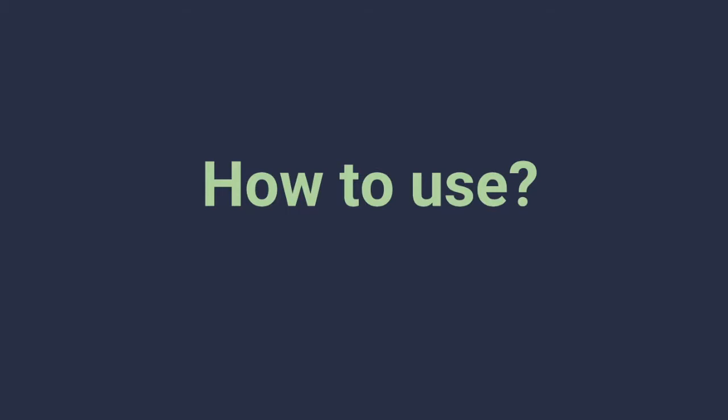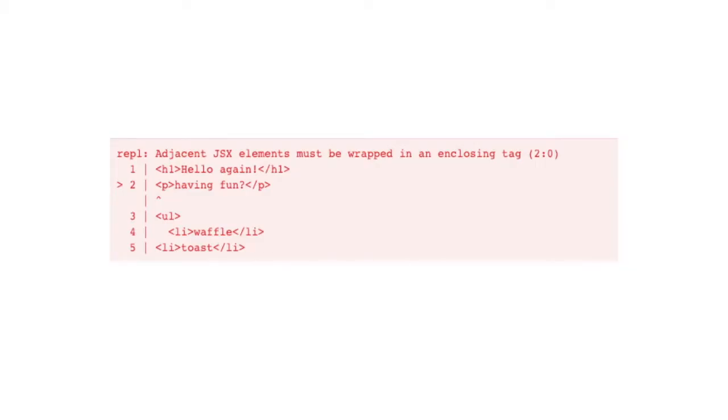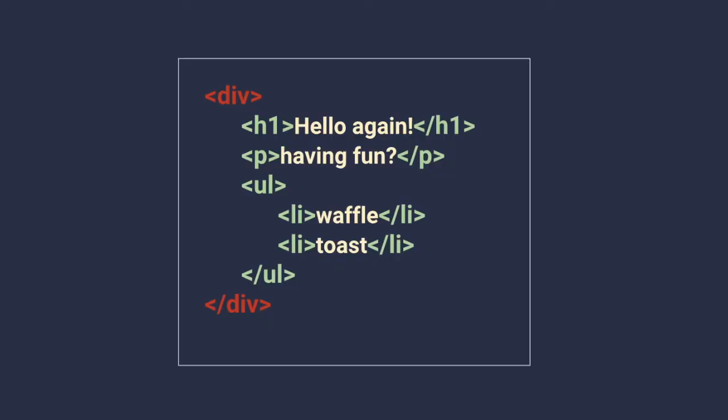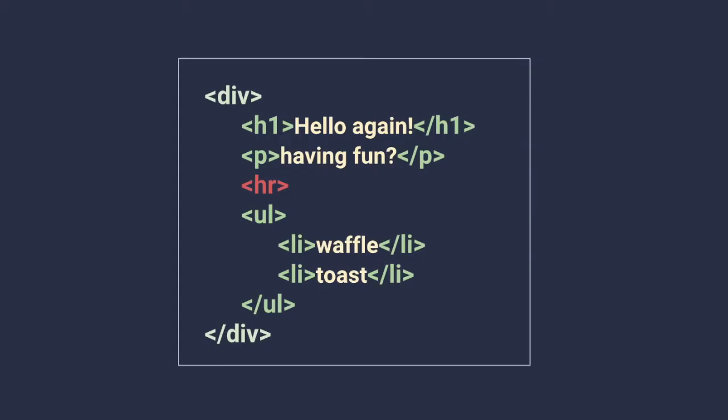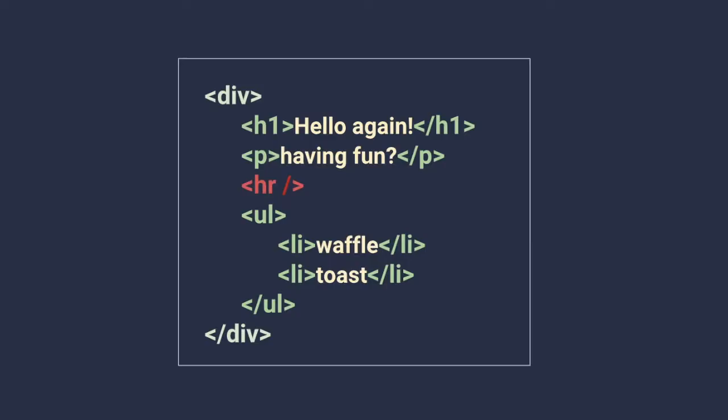As I said, we can use HTML tags, but the compiler will complain that we didn't wrap in an enclosing tag. So make sure that the JSX element is enclosed in a container element. And next, I added a horizontal rule, but the compiler says JSX contents contain unterminated code. So make sure to close all the tags.